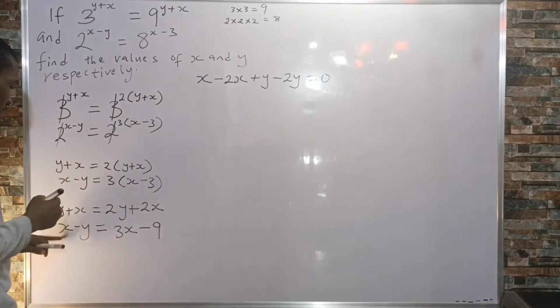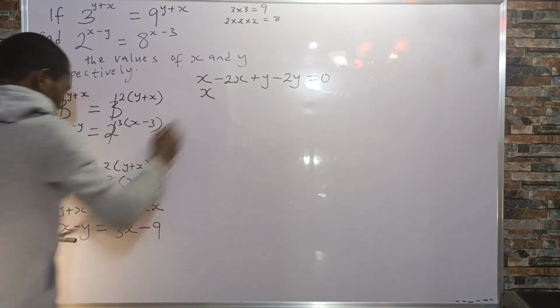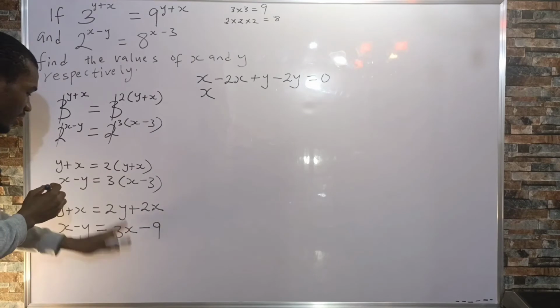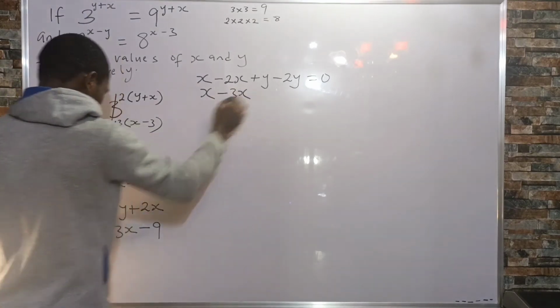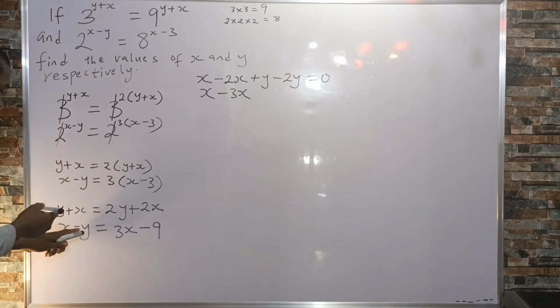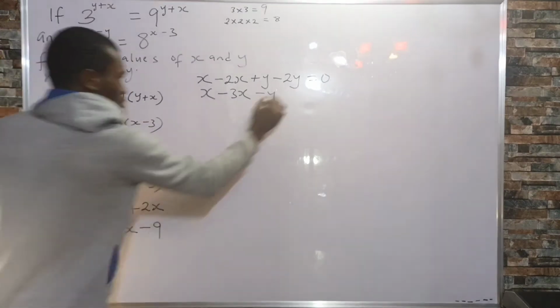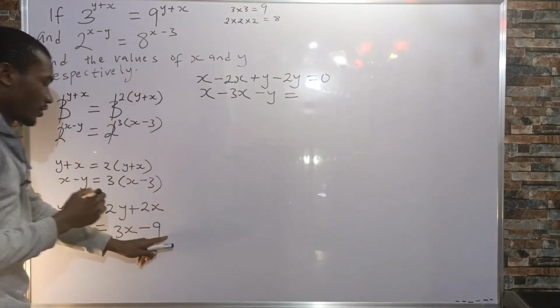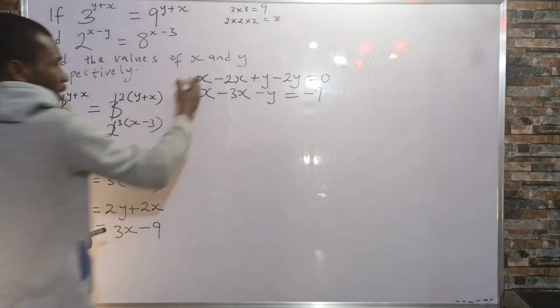Okay, then coming here as well, I have x. Then I can also take this 3x to the left-hand side of the equation, which will change to negative 3x. Then I have negative y here. Then that is equal to, I have negative 9. So negative 9.